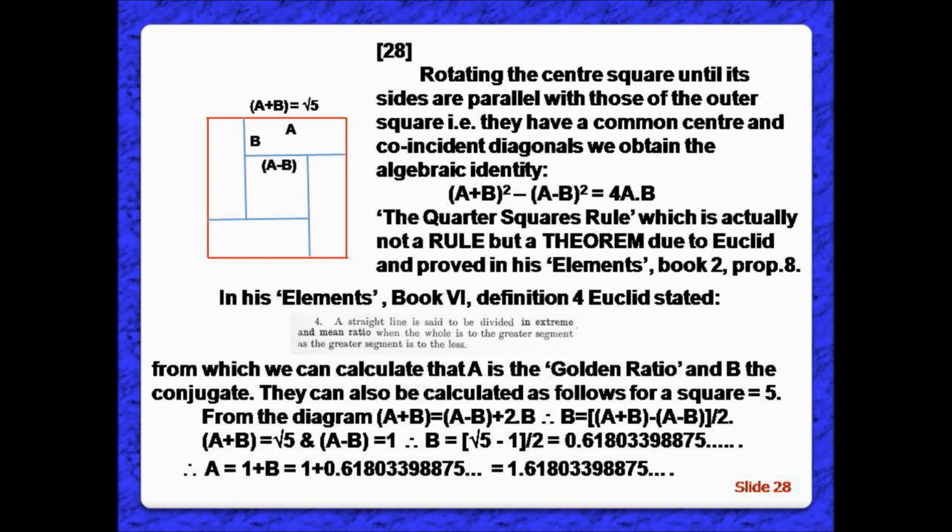They can also be calculated as follows for a square equals 5. From the diagram, A plus B equals A minus B plus 2B. Therefore B equals (A plus B minus (A minus B)) all divided by 2. A plus B equals root 5 and A minus B equals 1. Therefore B equals (root 5 minus 1) over 2. This gives the two roots for the golden ratio. QED.